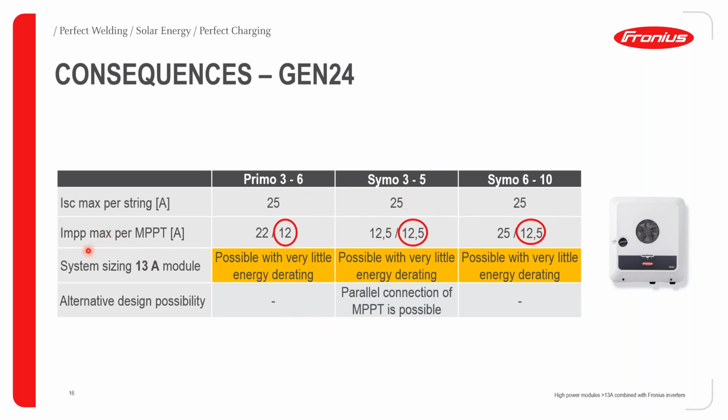And the maximum power connectable to the MPPTs of the inverters, we can see, as you already know, the Gen 24 Plus also has 2 MPPTs. MPPT number 1 is taking for the Primo 3 to 6, 22 amps, and the second MPPT 12 amps. And then for this Symo 3 to 5, it's 12.5 amps per MPPT. And then for the Symo 6 to 10, we have 25 amps for MPPT number 1 and 12.5 amps for MPPT number 2.